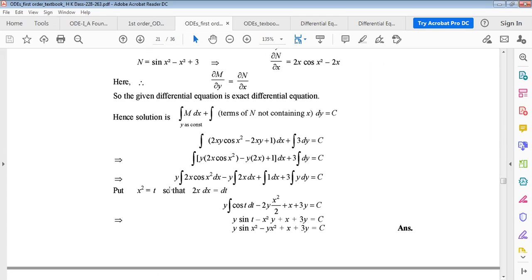Now to solve, we have to put x² = t here. Then 2x dx will be substituted by dt. Then this is actually the required general solution. This is not a particular solution because c is unknown to us. c is the constant, and this constant is unknown to us.